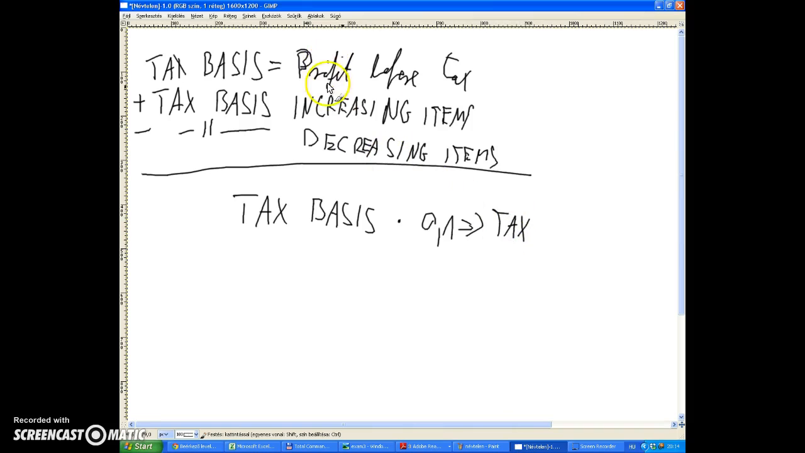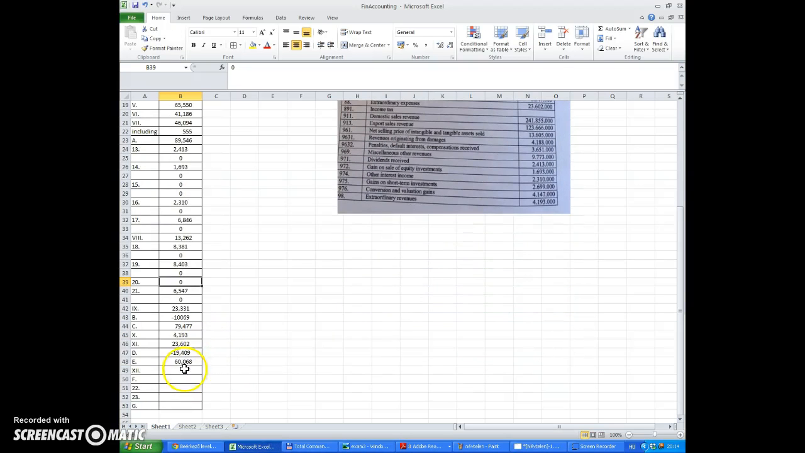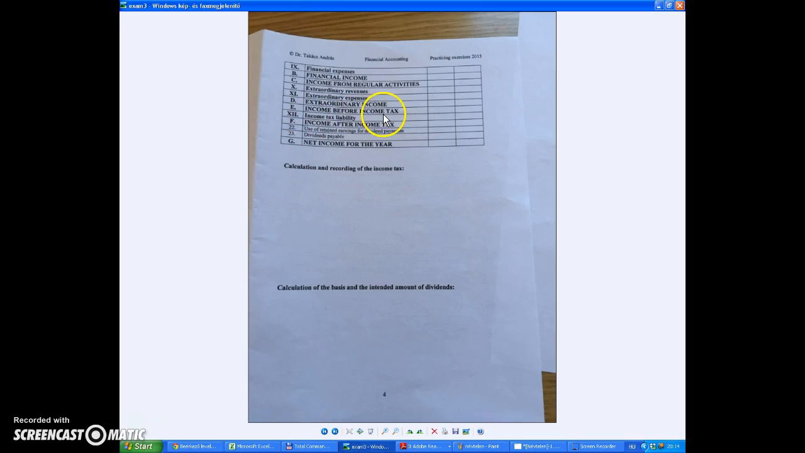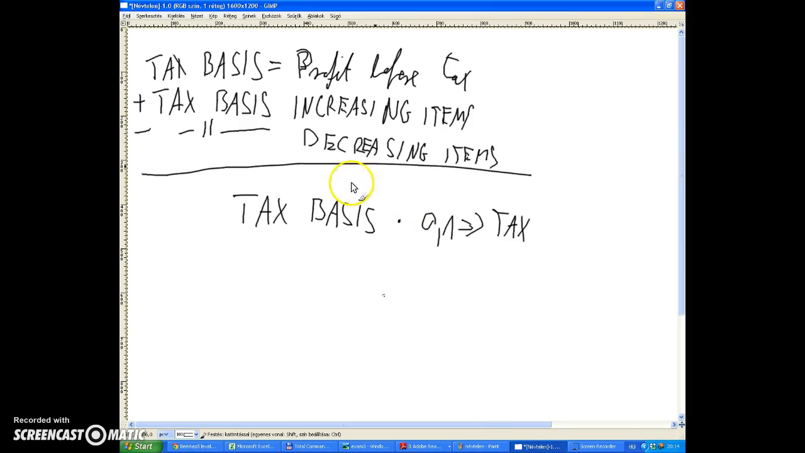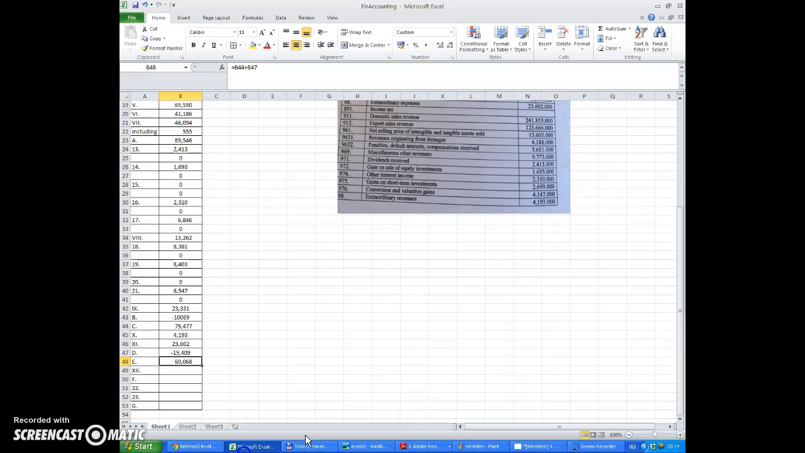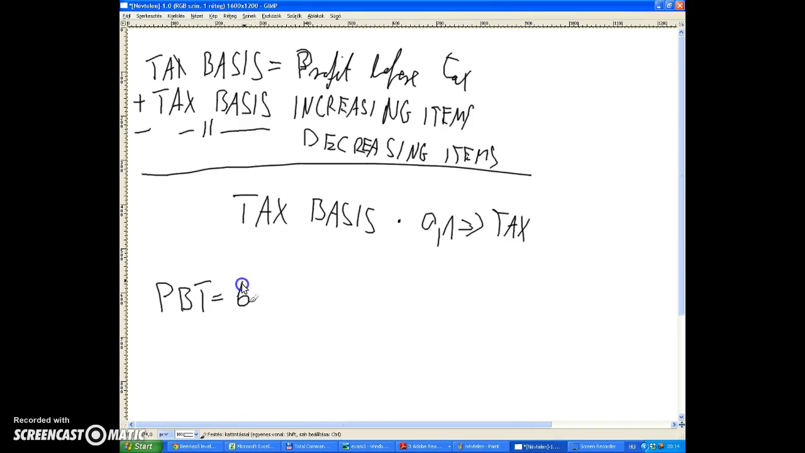So let's see, the profit before tax, we have already calculated it. In the Excel, we can see that the last row here, the E row, is the income before income tax, or profit before income tax, the PBT. So we can say that the profit before tax is equal to 60,068.